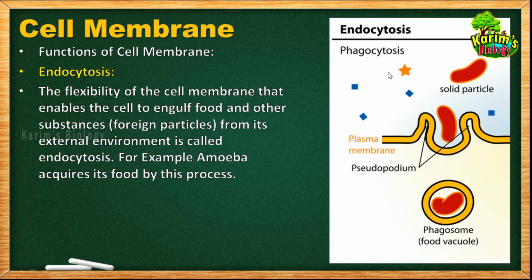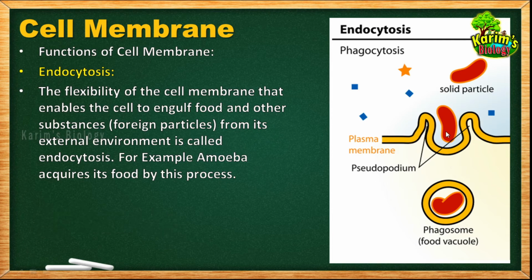Children, let me explain this endocytosis. You see, this yellow color layer is the plasma membrane, and this is one of the solid particles. If the particle is very small, it can simply pass through the cell membrane into the cytoplasm. But in this case, the size of the solid particle is bigger, so it is difficult for this particle to simply pass through the membrane into the cytoplasm.